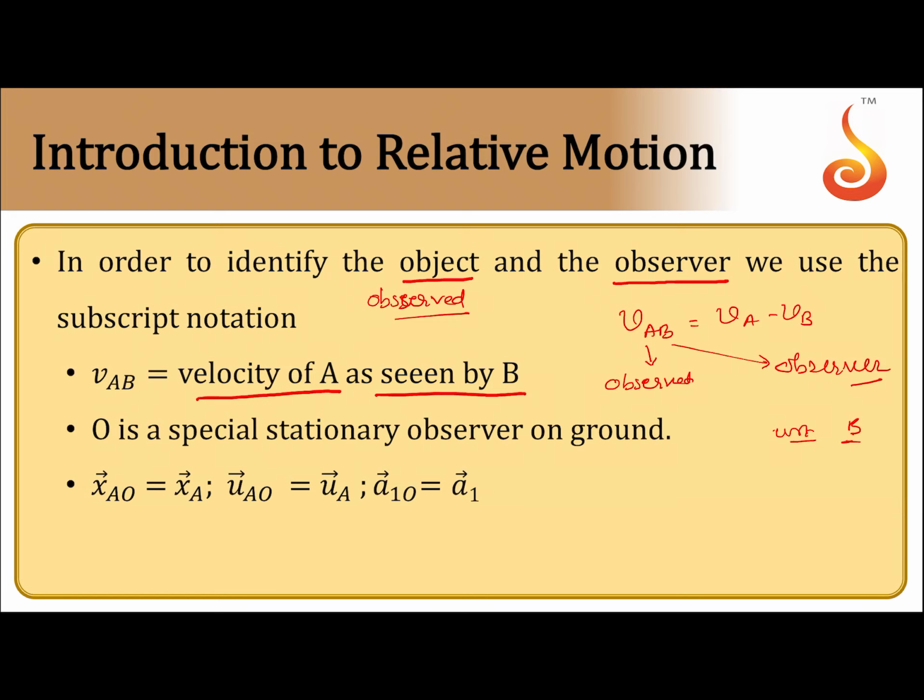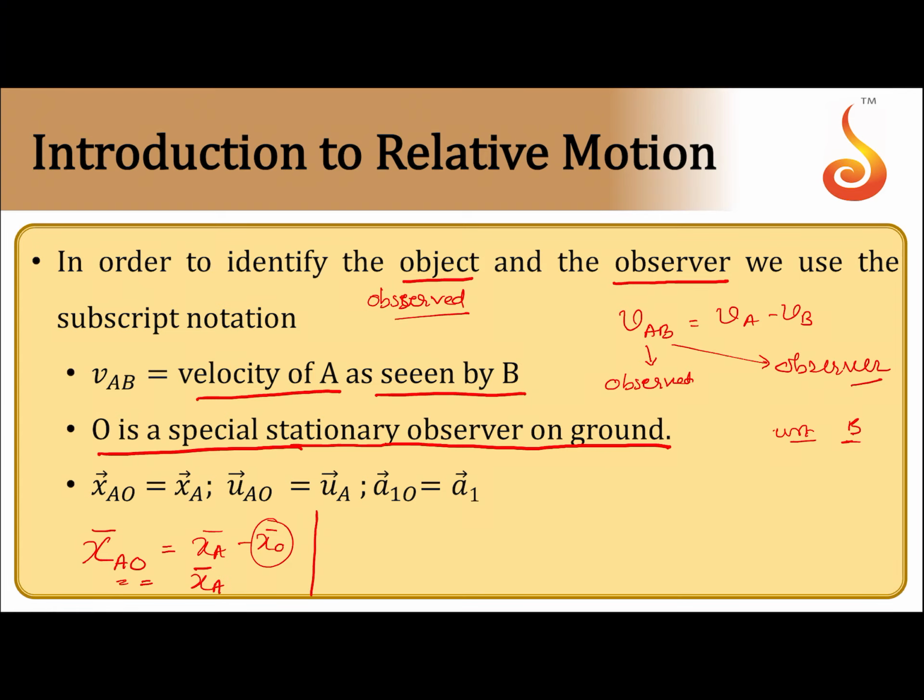Now, many a times we represent it in the following form also. XAO is the position of A with respect to observer. O is a symbol which is used to represent a stationary observer on ground. So, this is nothing but XA minus XO. Generally, this is taken as 0, origin at origin. So, this is dropped and many times we write it as XA.